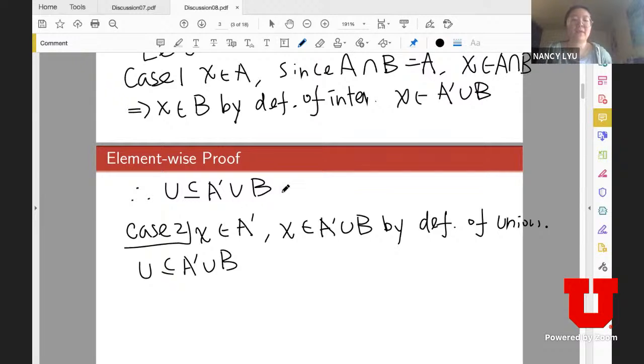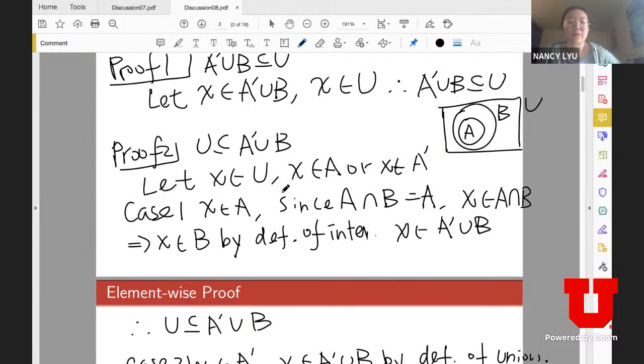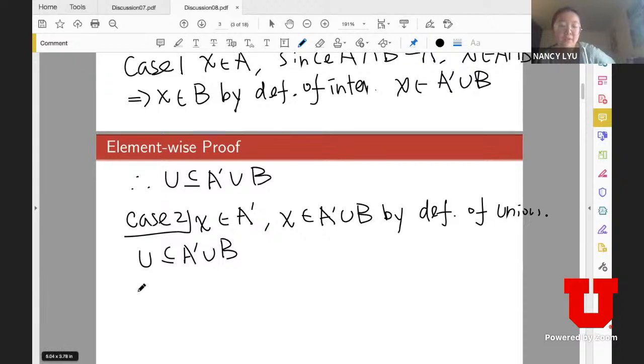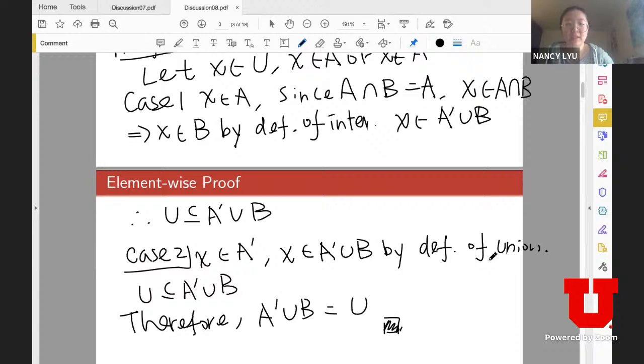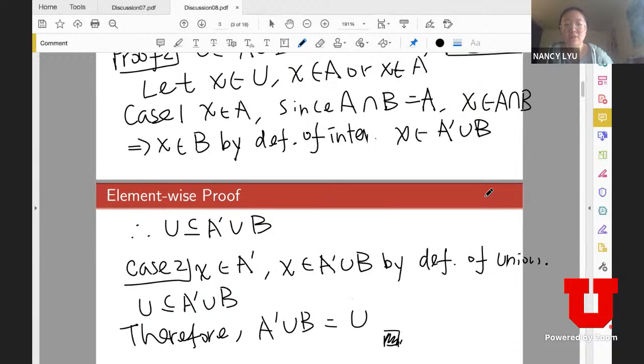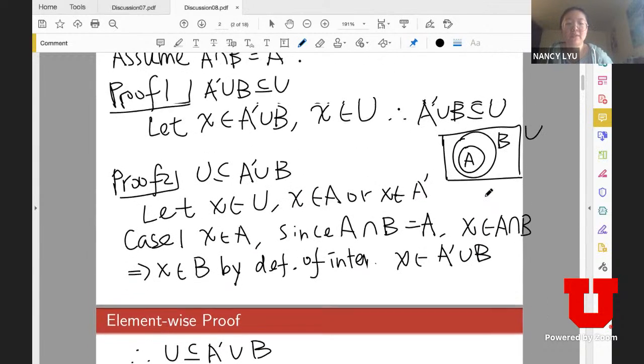All right, so it looks like we finished all the parts, but don't forget to write your conclusion. Always remember to write a conclusion whenever you're doing a proof, like therefore, or thus, hence, whatever. And if you want, you can draw a little box here. Okay, so we're done with the first one. Any questions?